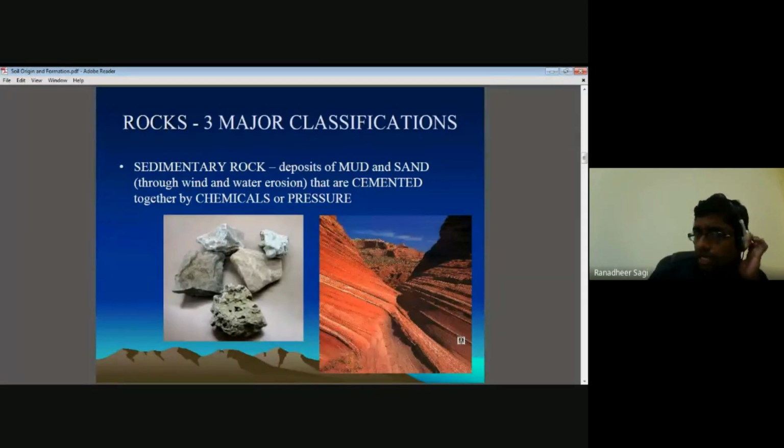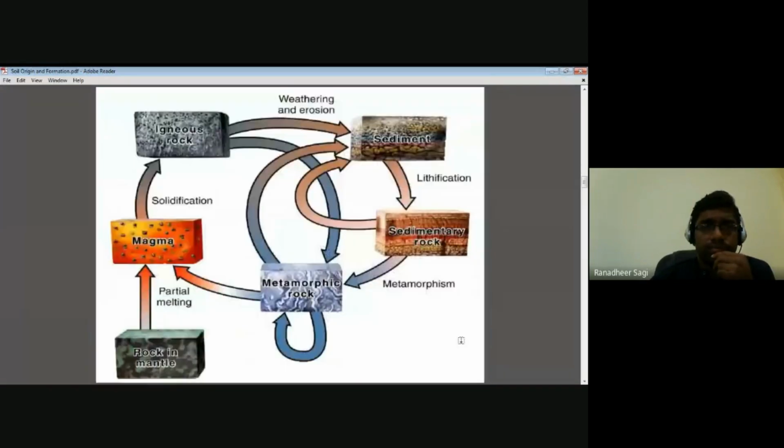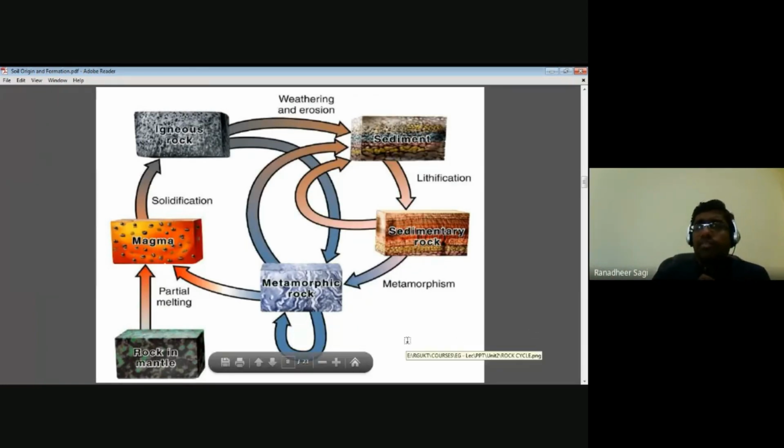So obviously I have touched upon what igneous rock, sedimentary rock, and metamorphic rock mean. So we'll just try to go through that. This is what we call the rock cycle: how rocks get transformed from one type to another. Generally we don't specifically mention that this rock formation happened first and then went on to form another type of rock, because it is a cyclic process, as I told you earlier.